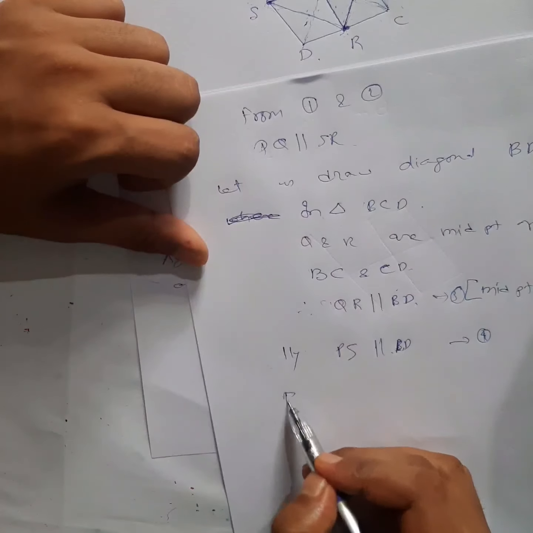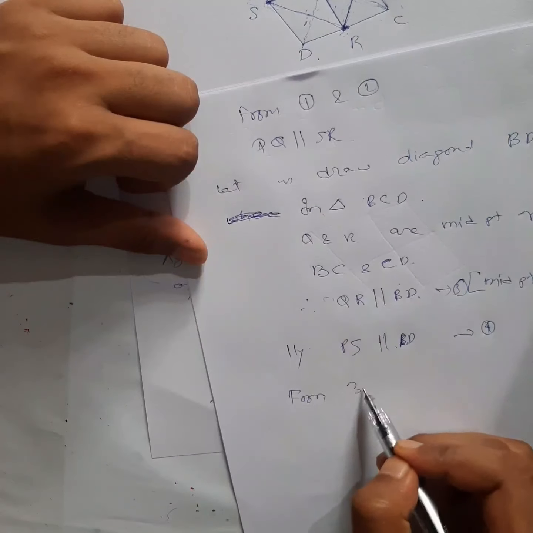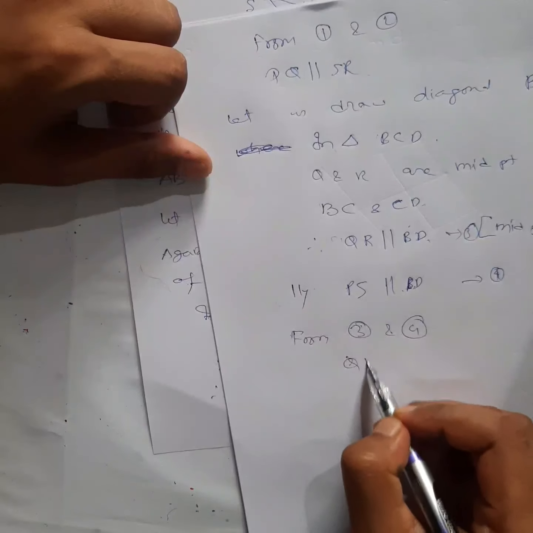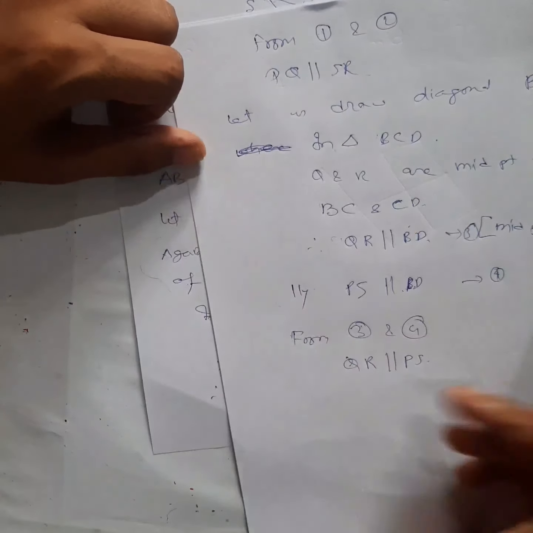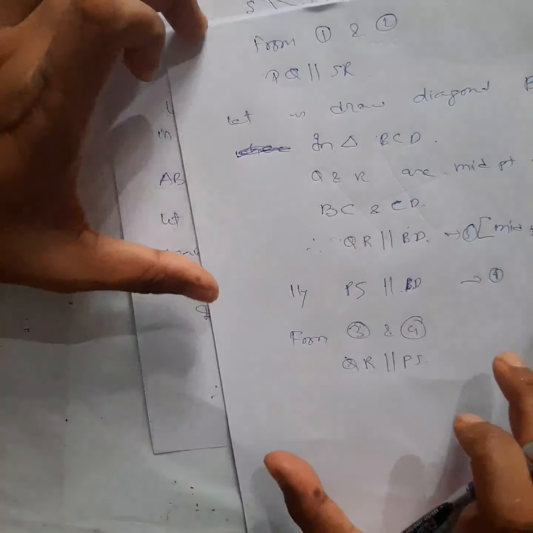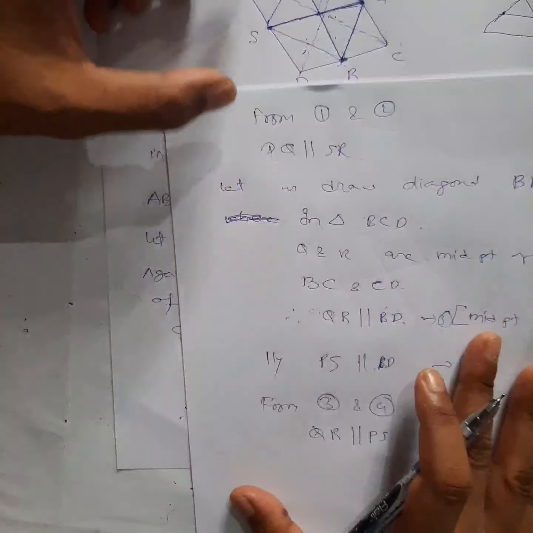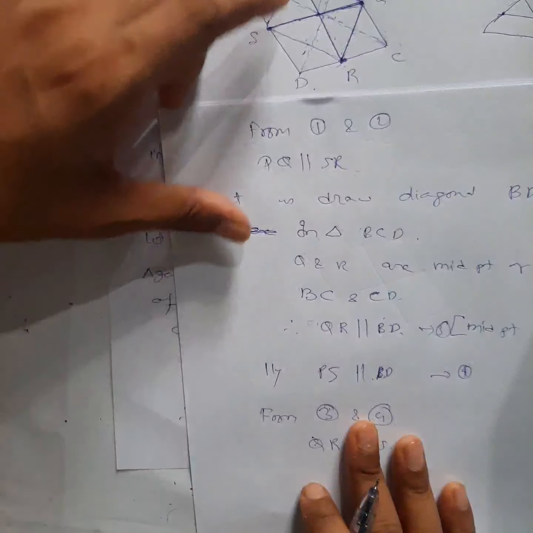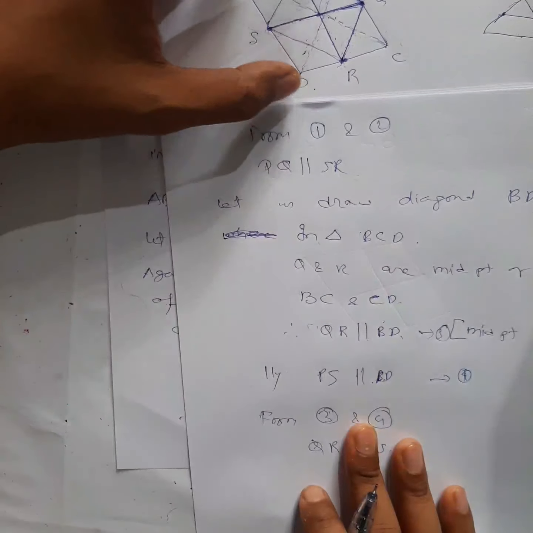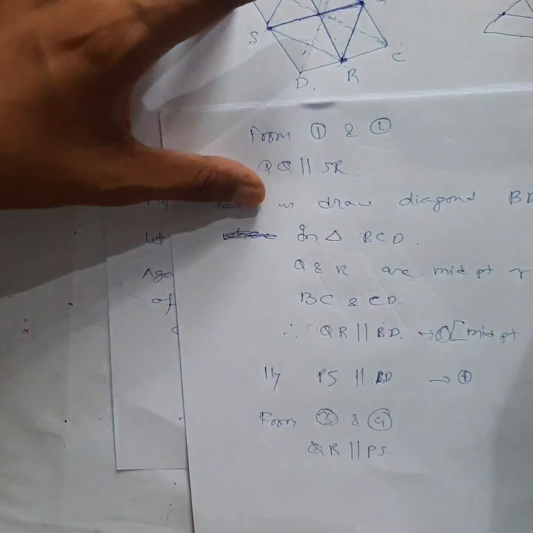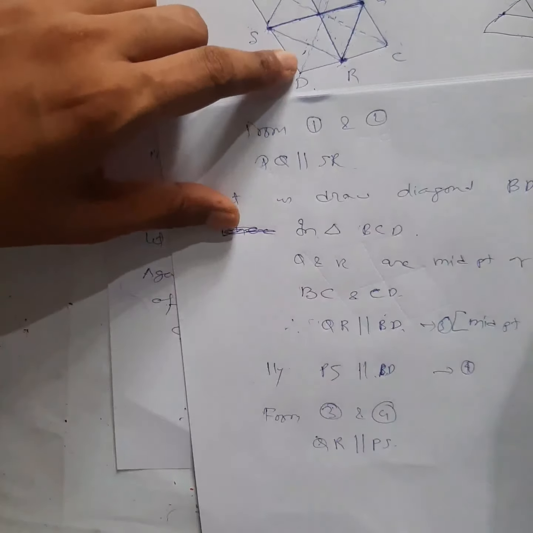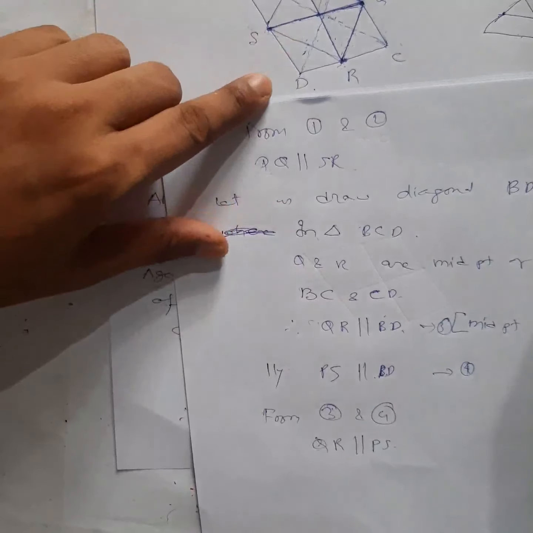From 3 and 4, can I write QR parallel to PS? This might look like a lengthy answer, but when you understand things, you can easily understand this portion also if you understand the diagram well. It does not matter with the length. If you understand, you can always write this down easily. So QR is parallel to PS.